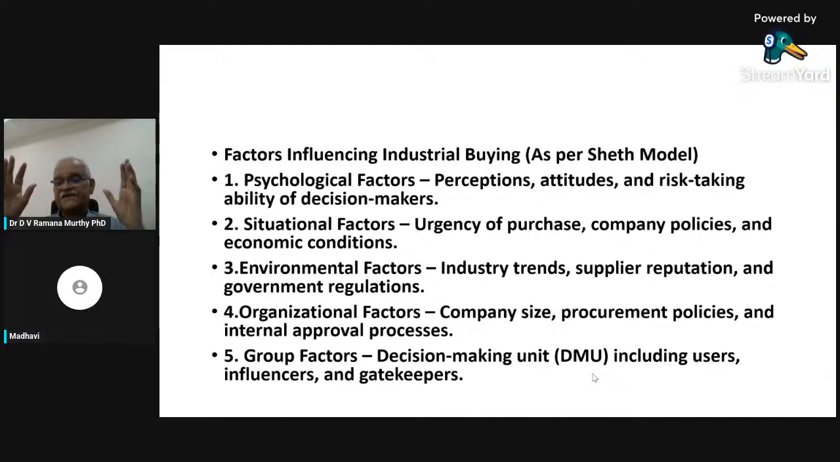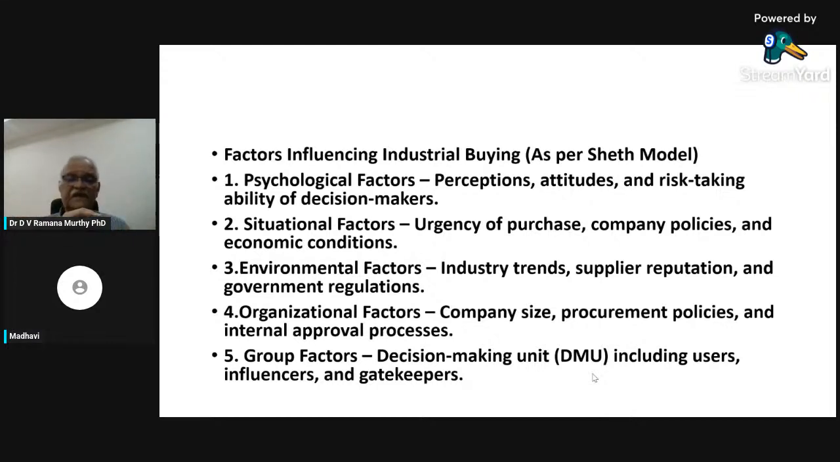And economic conditions. There can be X or Y situations that prevail in economic conditions. Sometimes there will be oversupply of the product. Sometimes there will be scarcity of the component or whatever you call it. So these are economic conditions. These are all situational factors that ask you to take decisions on buying a component.